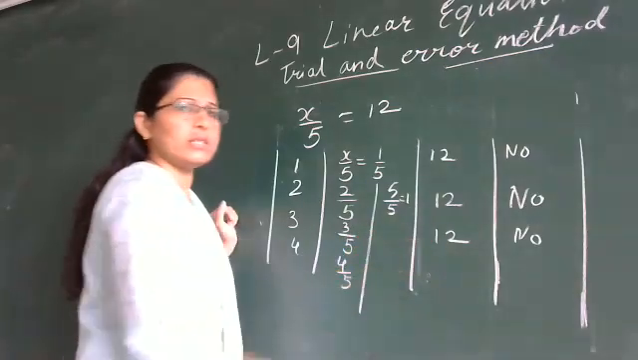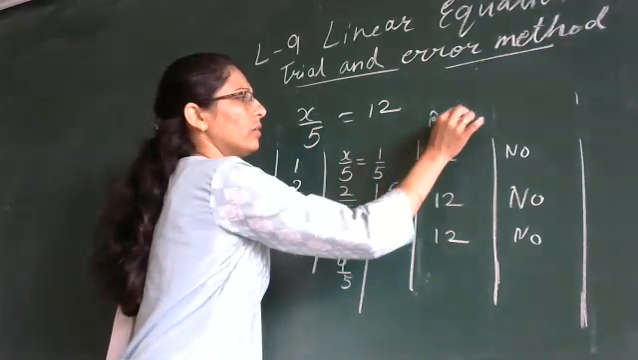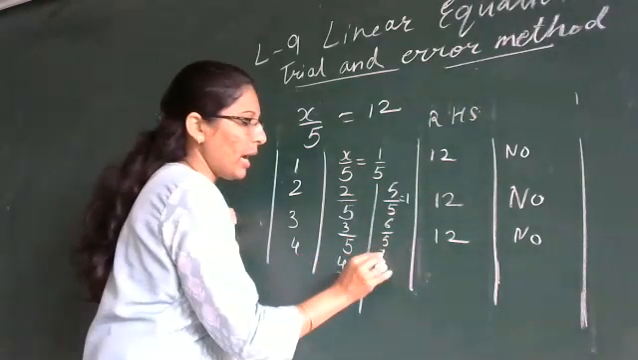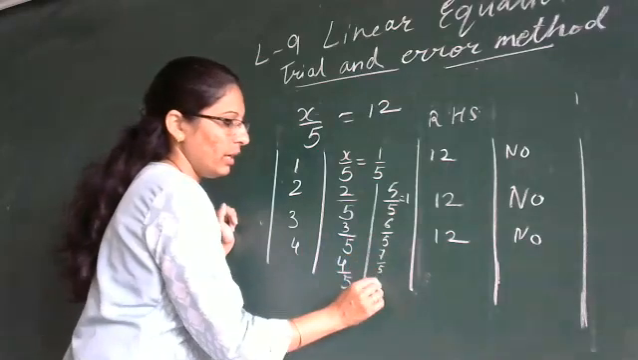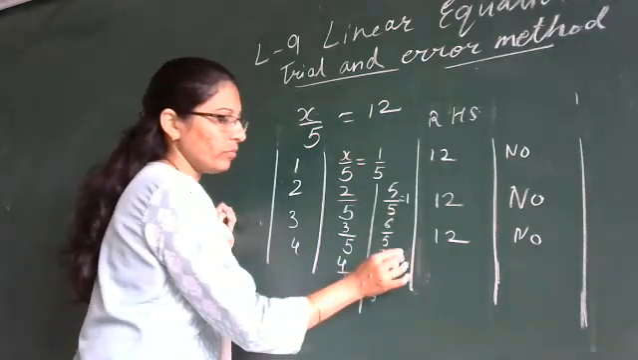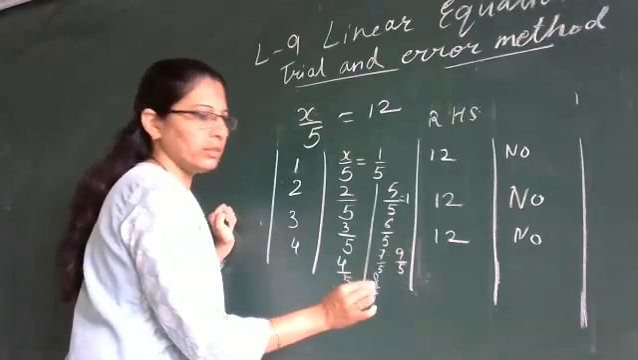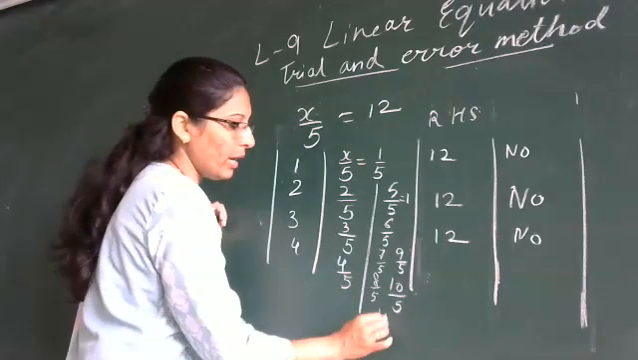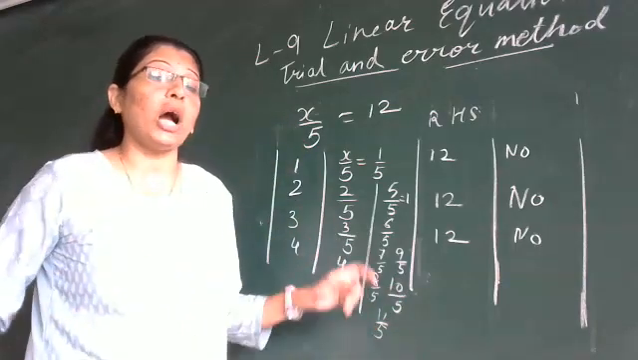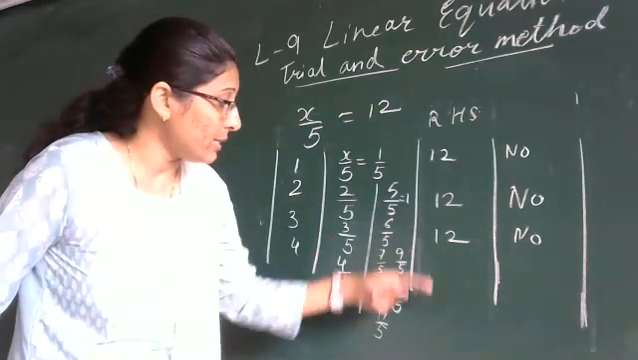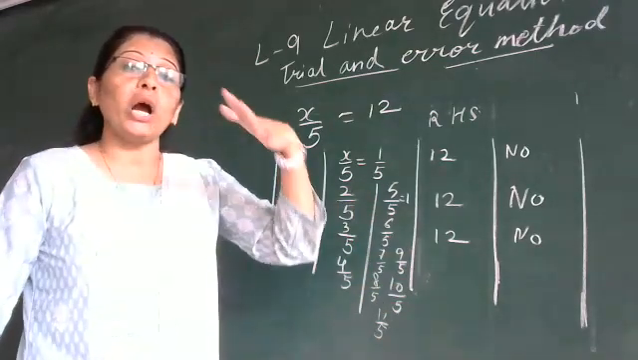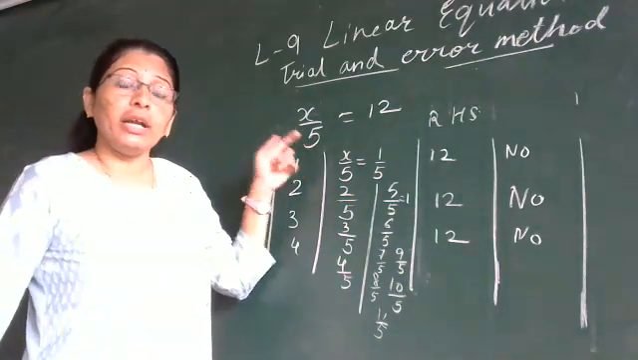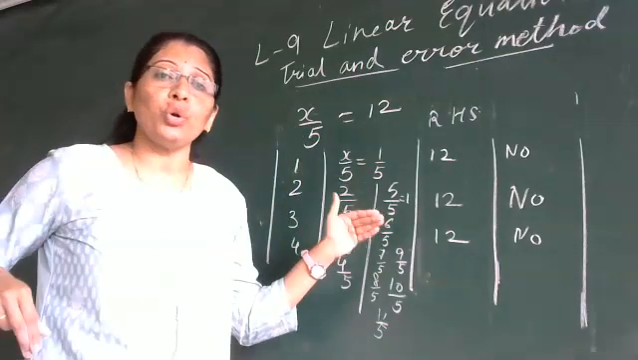How is it equal to 12? The RHS is 12. No, ma'am. 6 by 5, 7 by 5, 8 by 5, 9 by 5, 10 by 5, 11 by 5. No, so it will continue. Now here we can see that in this expression, if you put 1, 2, 3, 4, 5, because divide by 5 is there, it will take 2, 3 pages to do.